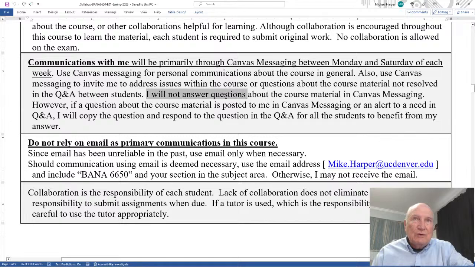I will not answer questions about the course material in Canvas messaging because Canvas messaging is for two-way communications about the course, not about the material. You start with the Q&A. And if that's not resolved, then I will go to the Q&A. For example, if a question about the course material is posted in Canvas messaging or an alert to a need in the Q&A, I will copy the question and respond to the question in the Q&A for all the students to benefit from my answer.